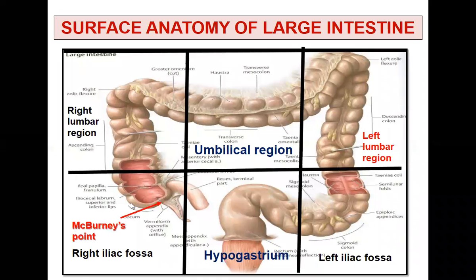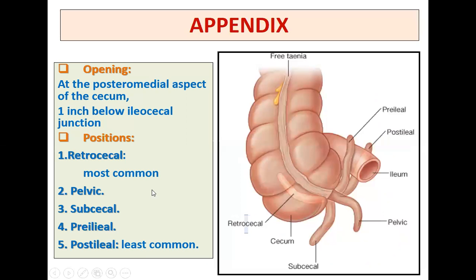If you see here, the junction between the ileum and the cecum is called the ileocecal junction. The opening of the ileum is here. So 1 inch below the ileocecal junction is the opening. The ileum opens into the cecum, and 1 inch below the opening of the ileum into the cecum is the base of the appendix.